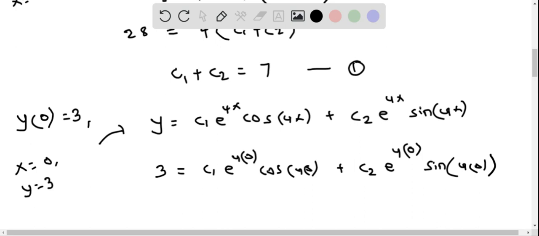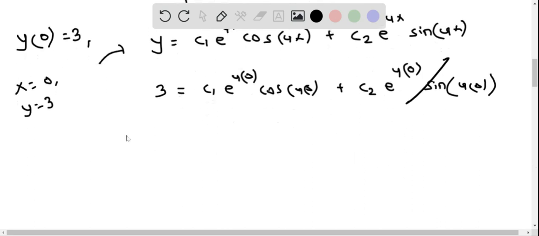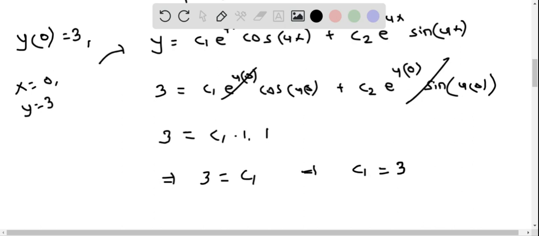We know that sine of 4 times 0 is 0, so this complete second term will be 0. And here we will be left with 3. e^0 is 1, so we will have c1 times 1, and cos of 4 times 0, that is cos 0, is 1. So this reduces to 3 equal to c1. Otherwise, we can say that the value of c1 equals 3.